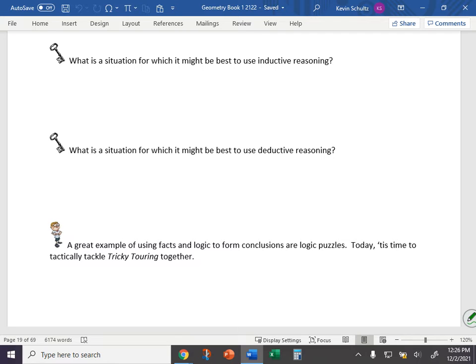I'm afraid to ask, but what is a situation for which it might be best to use deductive reasoning, where you actually make a decision based on factual information, definitions, accepted properties? Again, this is what we're going to be doing when we start getting to proofs and things like that. We're not going to say, because it looks like it, or because this was the answer last time. It actually makes, yeah, great.